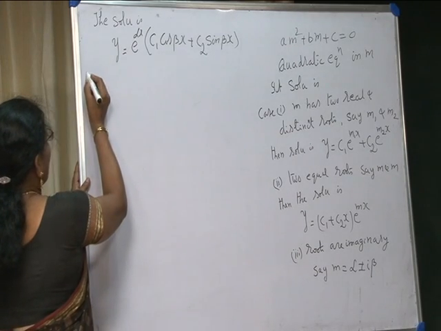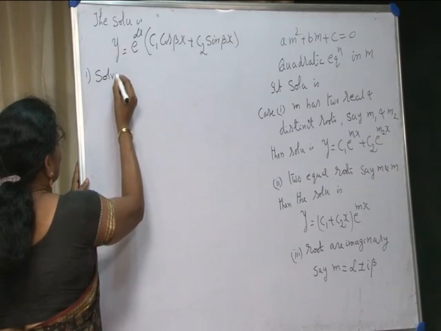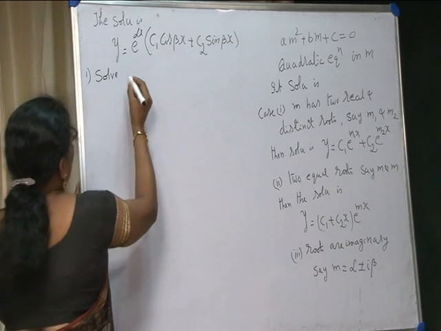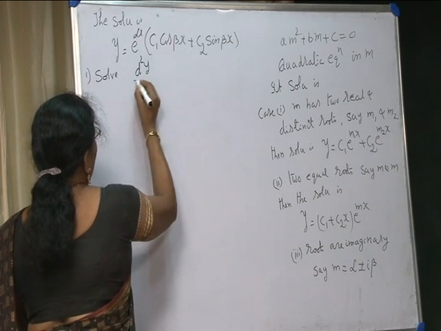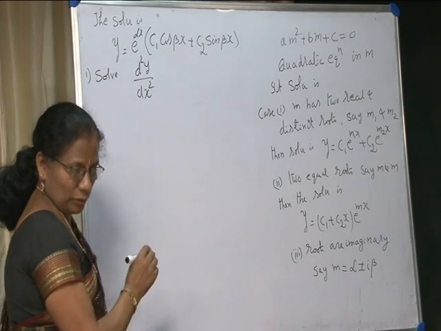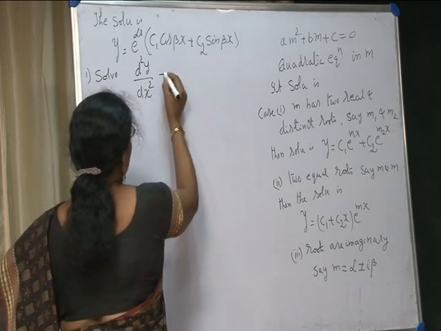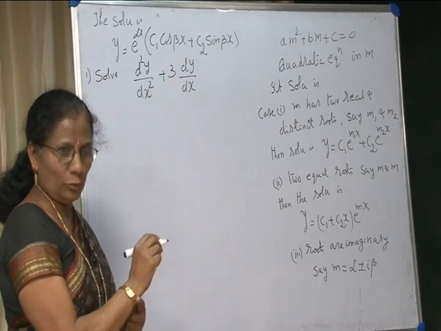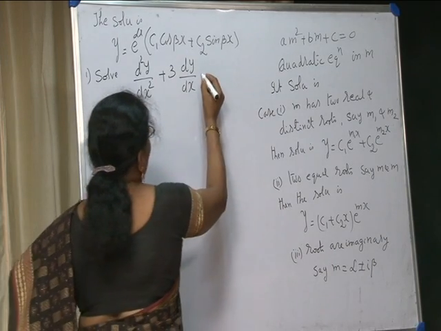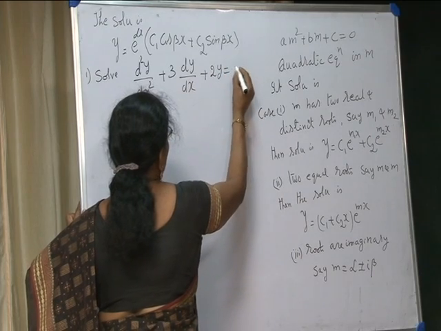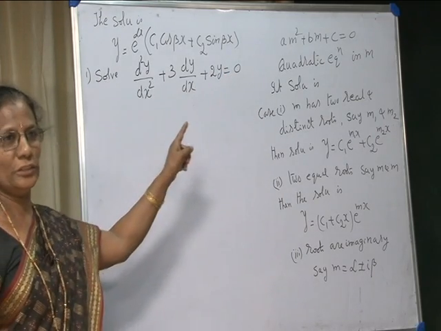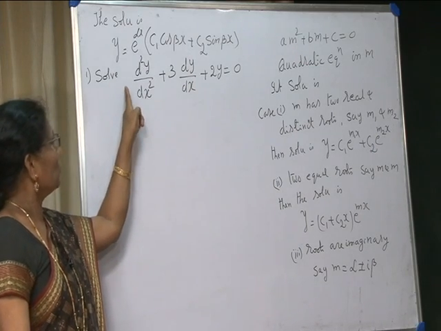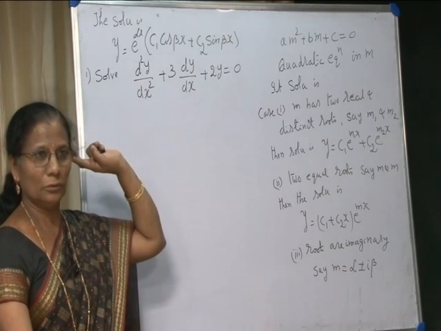First one, solve d squared y by dx squared plus 3 into dy by dx plus 2y is equal to 0. This is equal to 0, therefore it is a homogeneous equation, it is a linear equation. Coefficients are a is equal to 1, b is equal to 3, c is equal to 2.